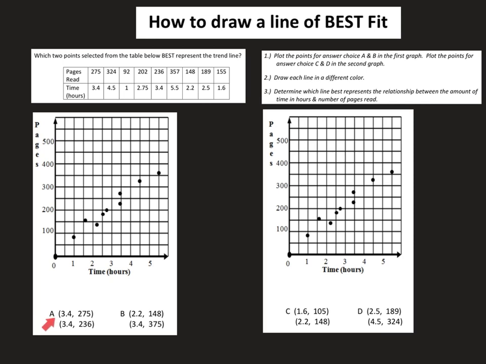So I'm going to take point A, and I'm going to say 3.4 and 275, and then 3.4 and 236. I'm going to go put those dots. I'm going to highlight them with a color and draw a line and see if this makes sense. If it does, awesome. If it does not, then I'm going to scoot down to the next one. Because that's a lot in one graph, I just put a duplicate of it over here so I could test out points C and D.